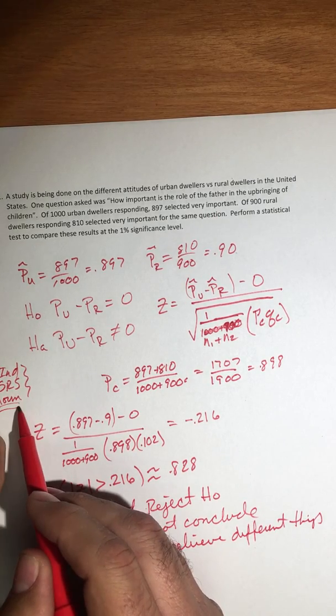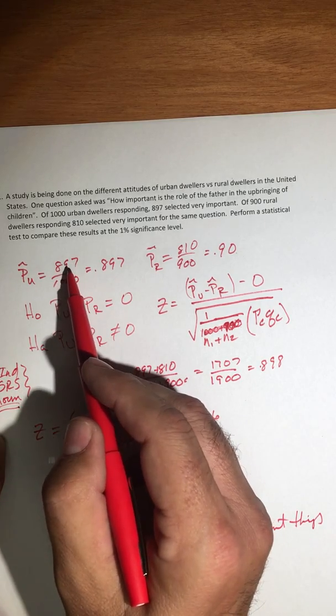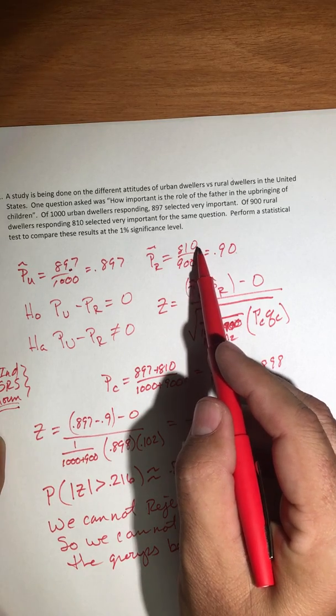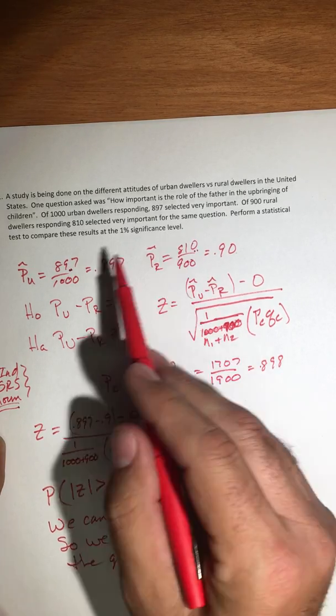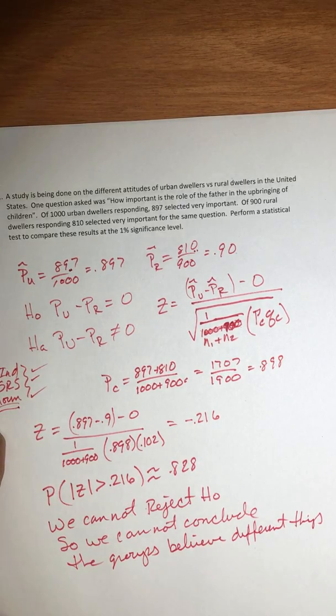The normality assumption, n times p and n times q for both groups needs to be bigger than 5. So that's 897 and 103, and this is 810 and 90. All of that is bigger than 5, so therefore the normality assumption is good as well. Okay, and that's it.